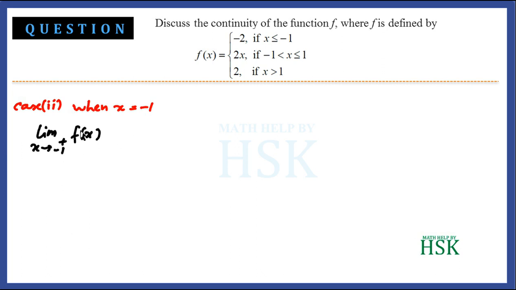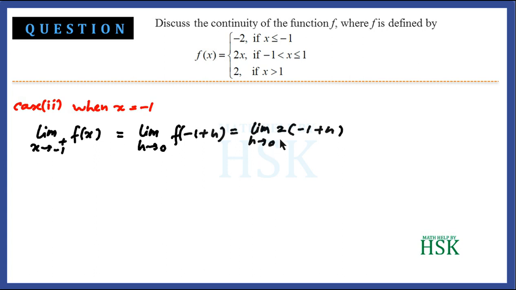So this is the right hand limit of the function when x tends to -1, that is, the limit as x tends to -1 positive of f(x), and this would be equal to the limit as h tends to 0 of f(-1 + h). This value -1 + h is greater than -1, so we are going to take the value of f(x) as equal to 2x, and this would be equal to the limit as h tends to 0 of 2 into (-1 + h). When h tends to 0, we apply the limits and obtain this value as equal to -2, because when we place h equal to 0, this becomes -1 and this is going to be -2.